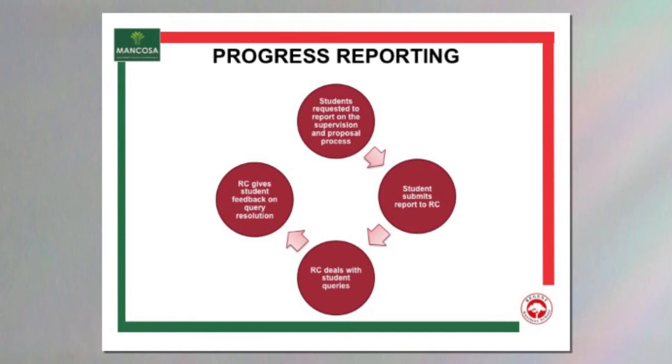I'll now be telling you about the student progress report. Throughout the research process, your research coordinator will ask you to complete student progress reports. This is to monitor the supervision and your progress. Your research coordinator will send you the student progress report on a monthly basis. You should complete the report and return it to your research coordinator directly. Your research coordinator will assist you with any queries or concerns that you might have with your supervisor or during the research process.